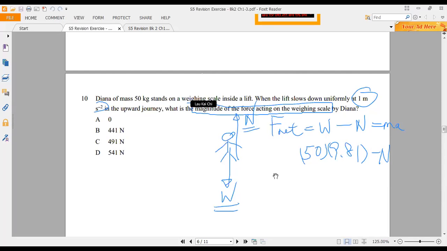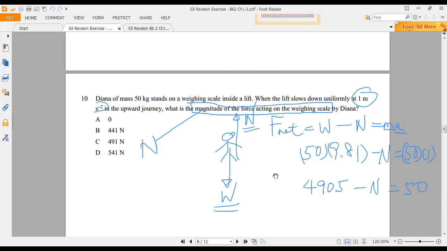In fact, we can only measure our weight by the normal force acting on you. This is the measured weight, this is the value N. You look for the N, and it should be equal to mass times acceleration, which is 50 times 1. So in that case, it would become 490.5, isn't it? Minus N equal to 50.